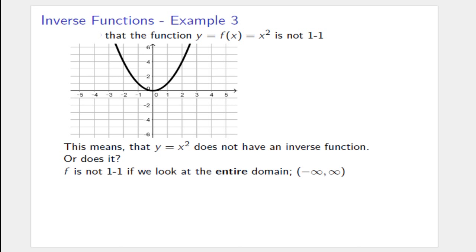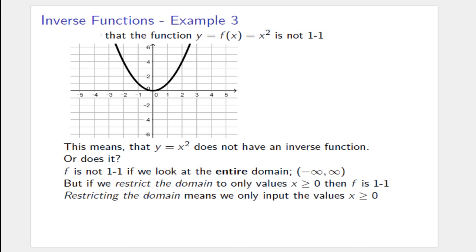f is not a one-to-one function if we look at the entire domain, from negative infinity to infinity. But if we restrict the domain to only values of x bigger than or equal to 0, in other words, the right-hand side of our graph, then f is one-to-one. Restricting the domain means we only input values of x bigger than or equal to 0.